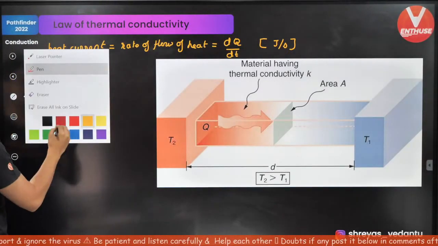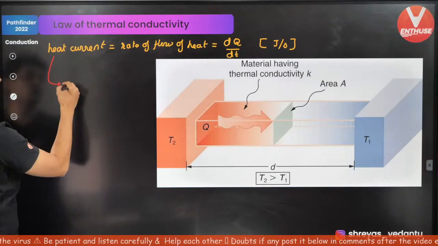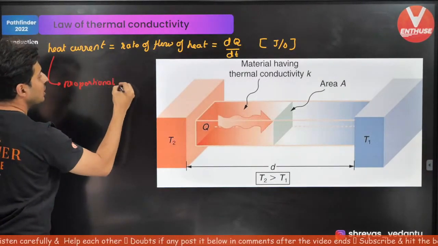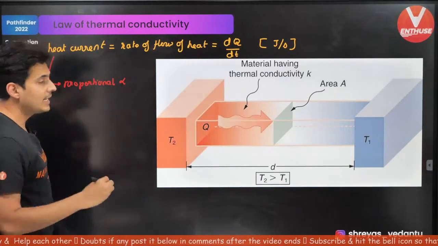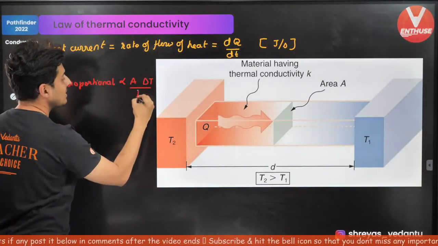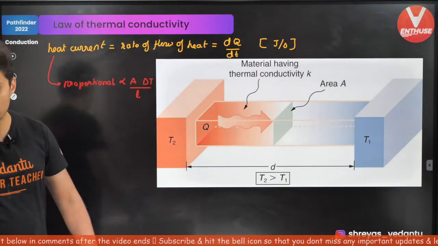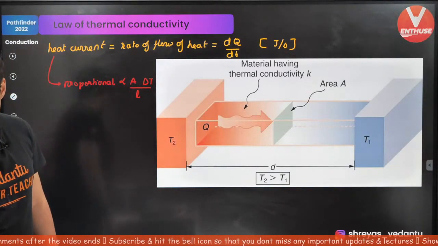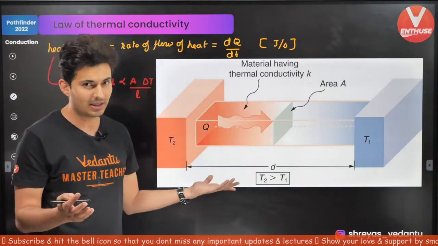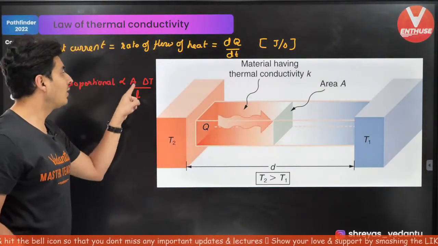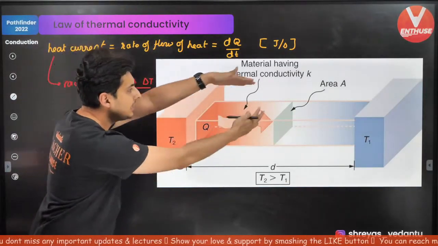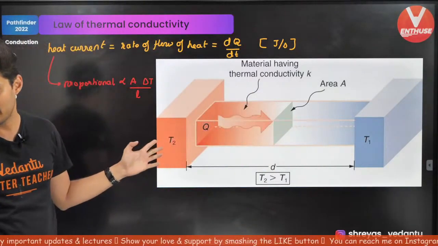Now this heat current is found out to be proportional to the area and also the temperature difference, and inversely proportional to the length. This is what it comes out to be. Because of this proportionality, I need to get rid of that constant. Now what is this delta T? Temperature difference. L, the length. A is the area of cross section. I have marked it all over here.